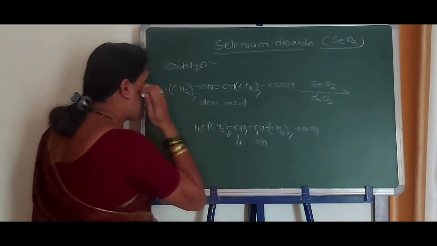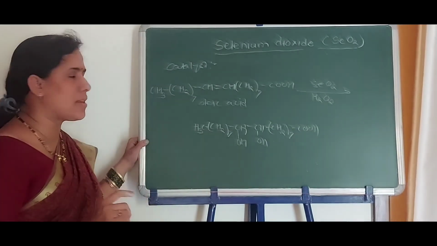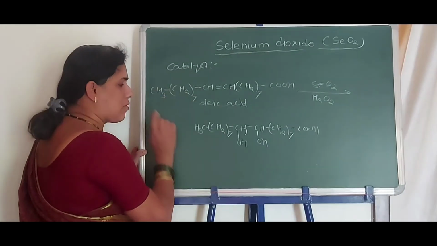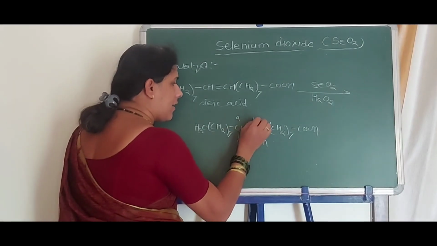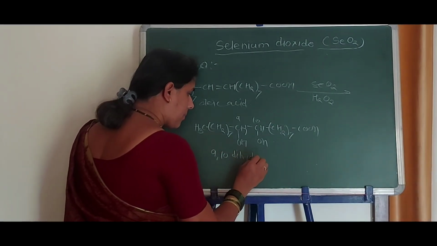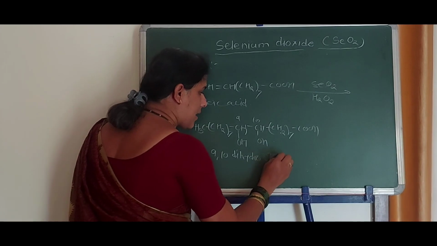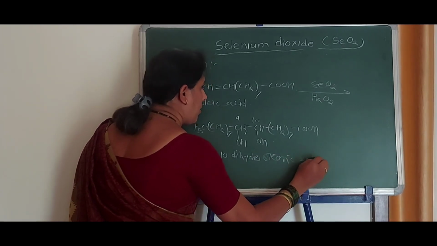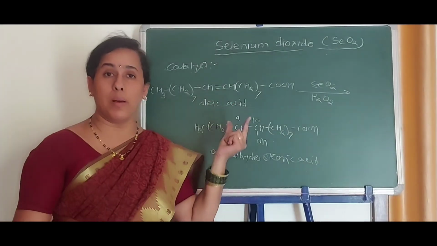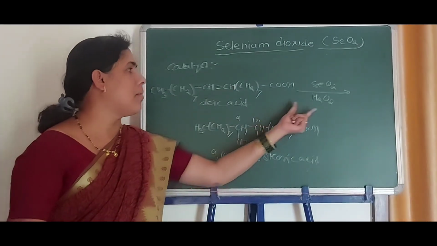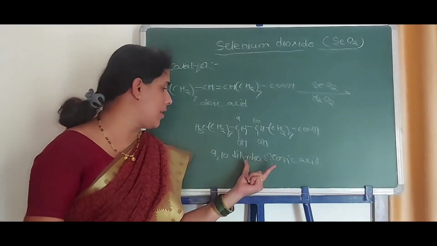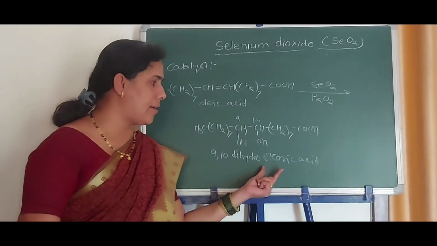What is the name here? Already 7 carbon atoms are here, that is 3 carbon atoms. Therefore 7 plus 1 is equal to 8, 9 and here 10. 9,10 dihydroxystearic acid. Thus, oleic acid containing the double bond in the middle part, by using H2O2, gives trans-hydroxylation in the formation of 9,10 dihydroxystearic acid.